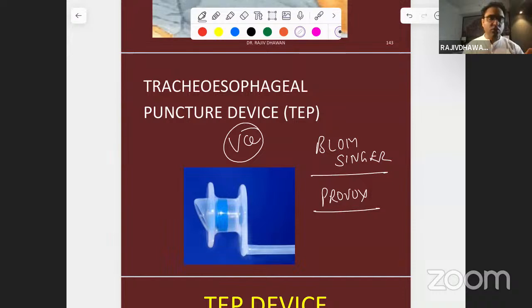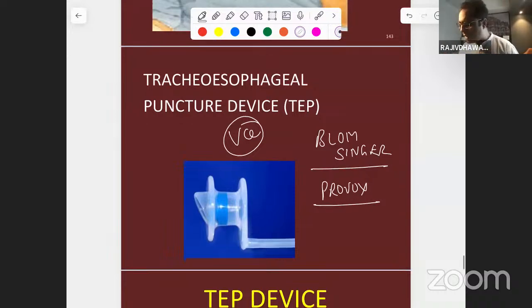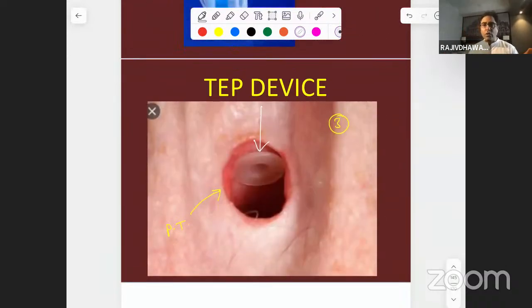Tracheoesophageal puncture devices are of different types, beta. The common ones are the Blom-Singer prosthesis and the Provox device. Don't forget this picture, beta. This is a very likely question again.